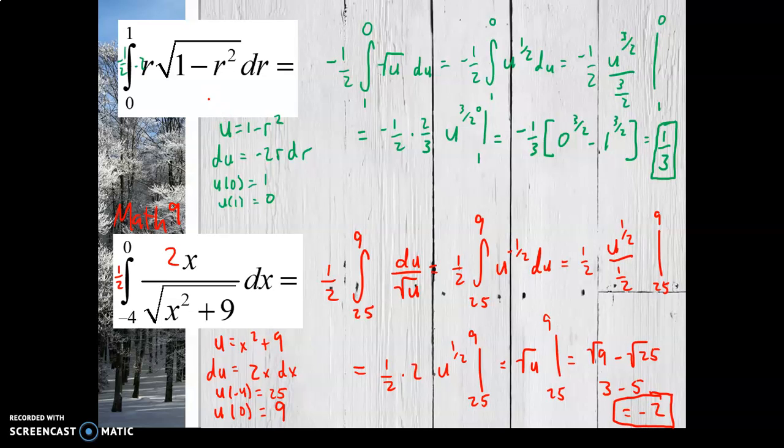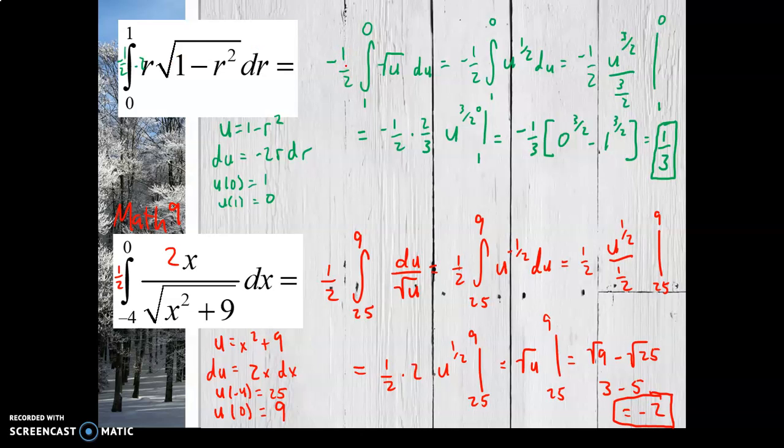So on the first one, the u function would be 1 minus r squared. Du would be -2r dr. So we need a -2 on the inside and -1/2 on the outside. Convert your limits. Now when you plug in 1, you get 0. And when you plug in 0, you get 1. So the limits essentially get flipped, but that was just a coincidence. It's not like you flip the limits. It's not a rule. It just happened to get flipped on this one.